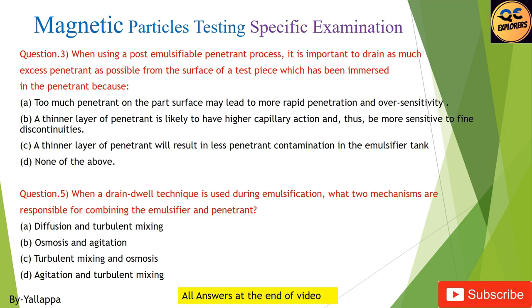Question 4. When a drained dwell technique is used during emulsification, what two mechanisms are responsible for combining the emulsifier and penetrant? Diffusion and turbulent mixing; osmosis and agitation; turbulent mixing and osmosis; agitation and turbulent mixing.